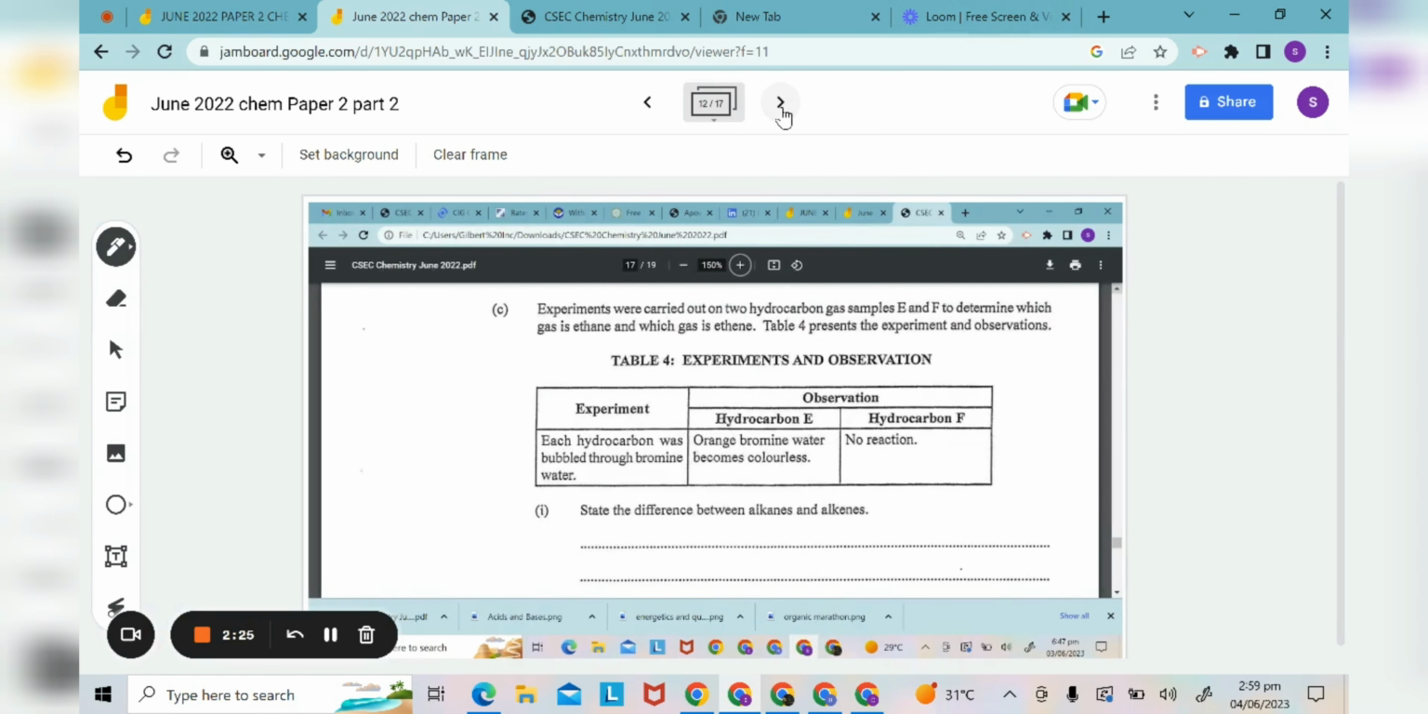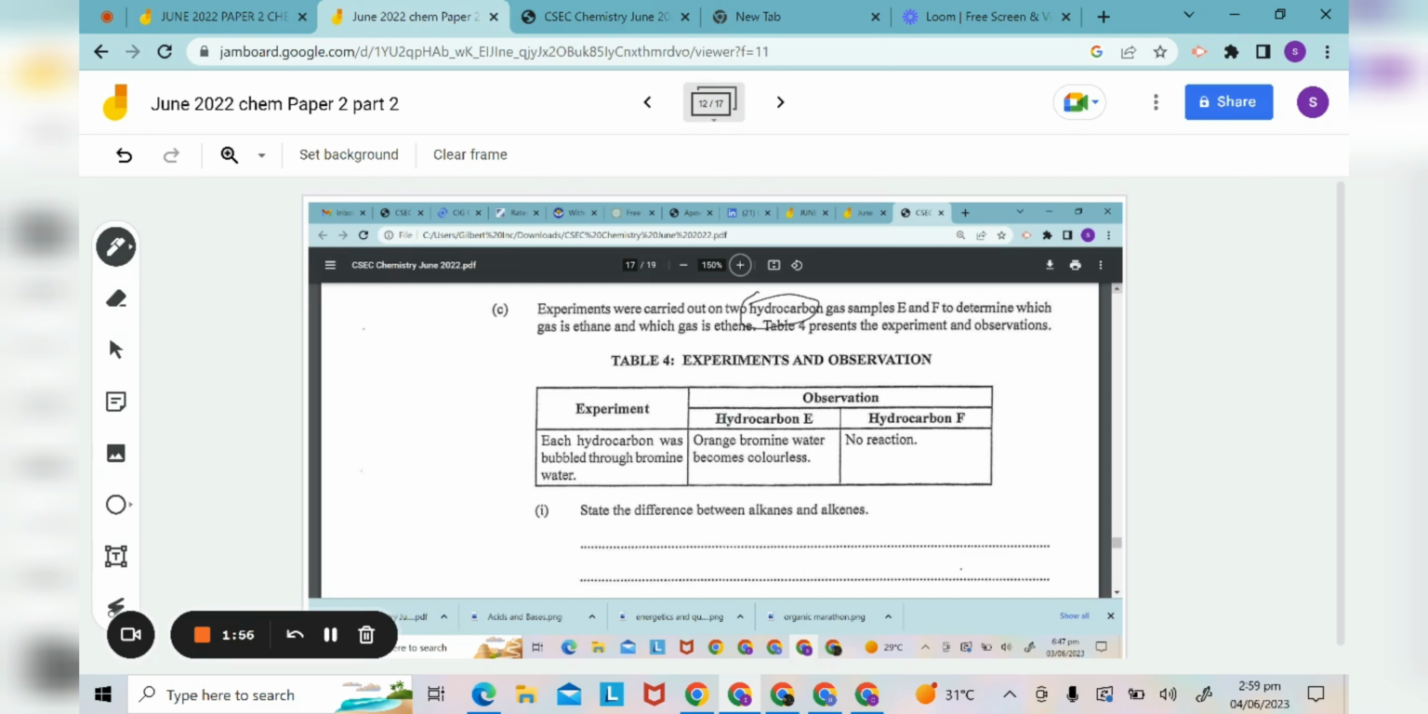It says experiments were carried out on 2 hydrocarbon gases, gas samples E and F, to determine which gas is ethane and which is ethene. Hydrocarbon meaning there's no oxygen or anything, it's just hydrogen and carbon. Table 2 represents the experiment and the observation. So experiment, each hydrocarbon was bubbled through bromine. Hydrocarbon E, orange bromine water becomes colorless, F, no reaction. It should be clear now.